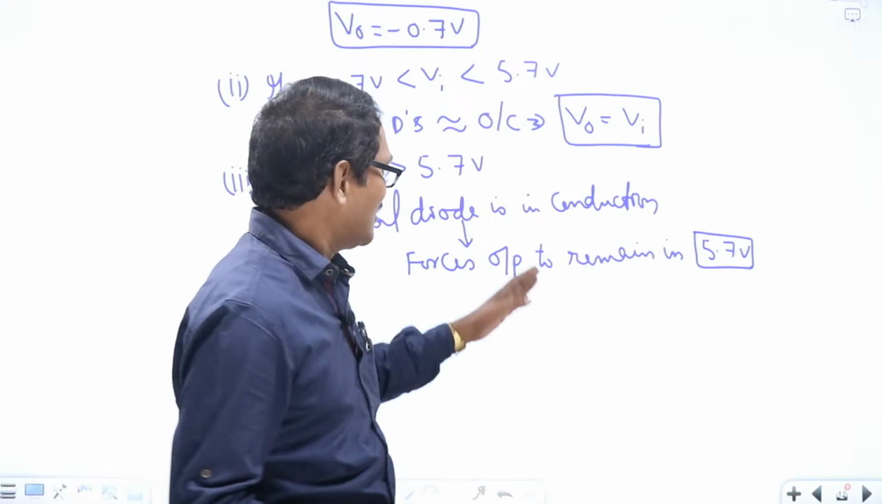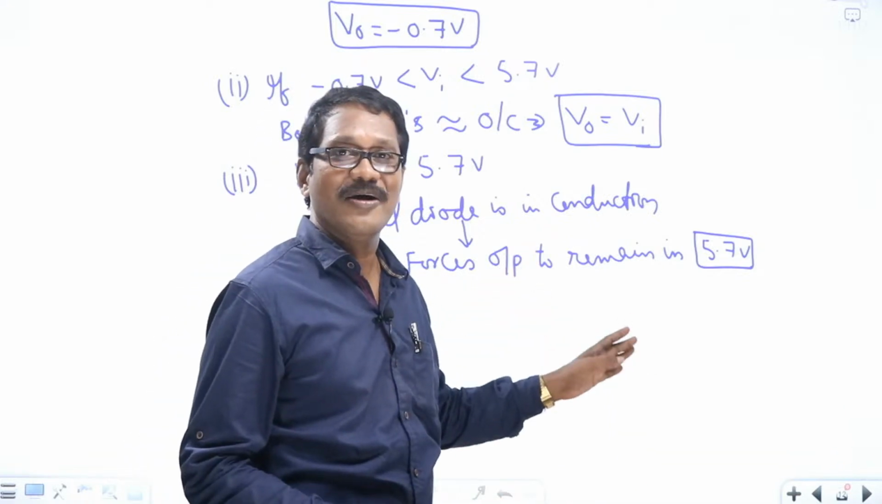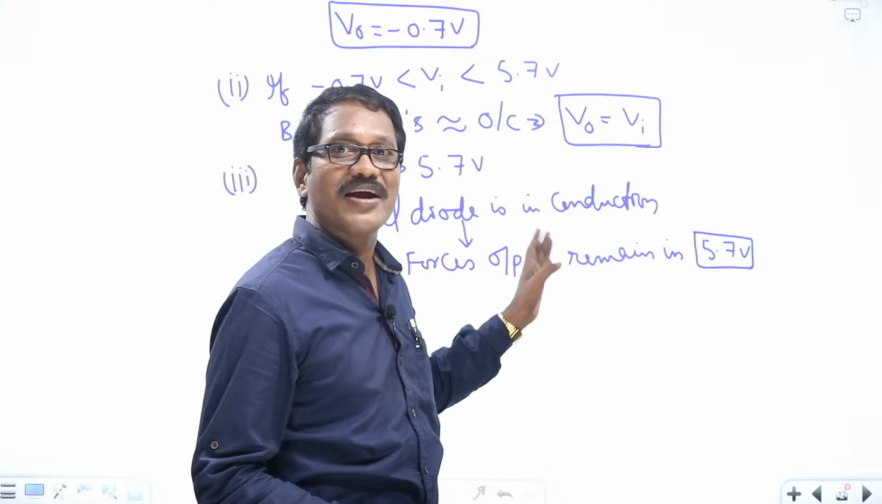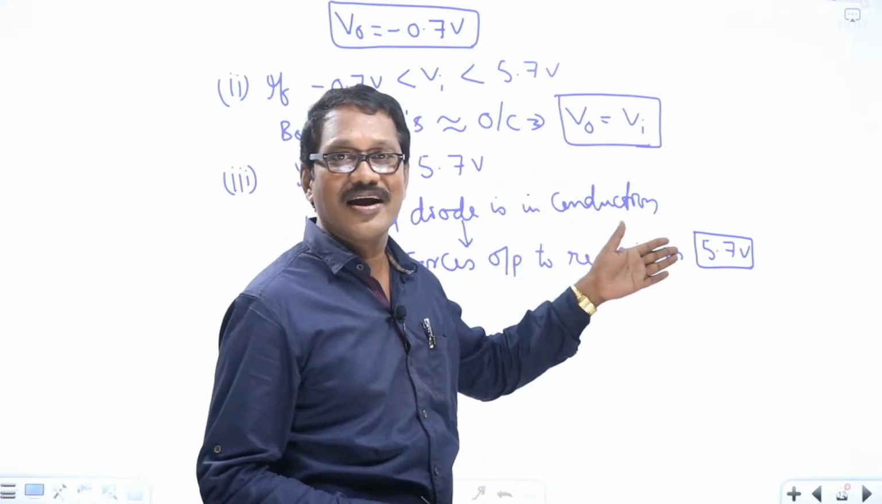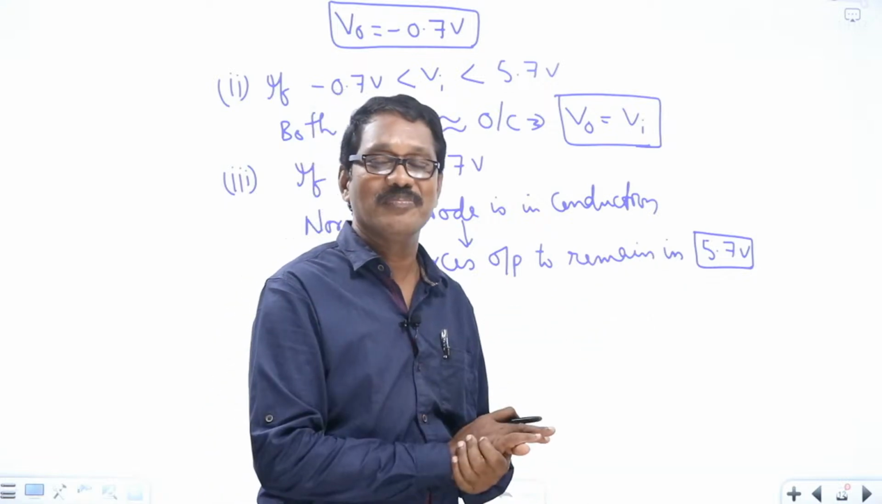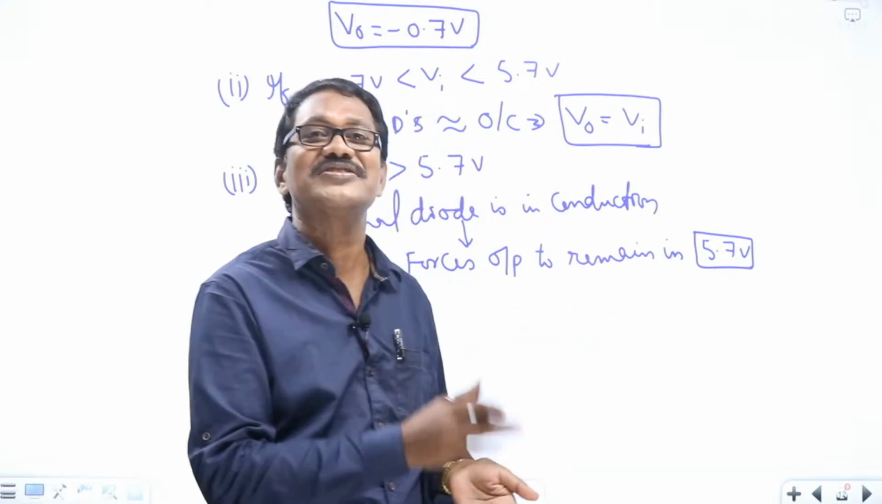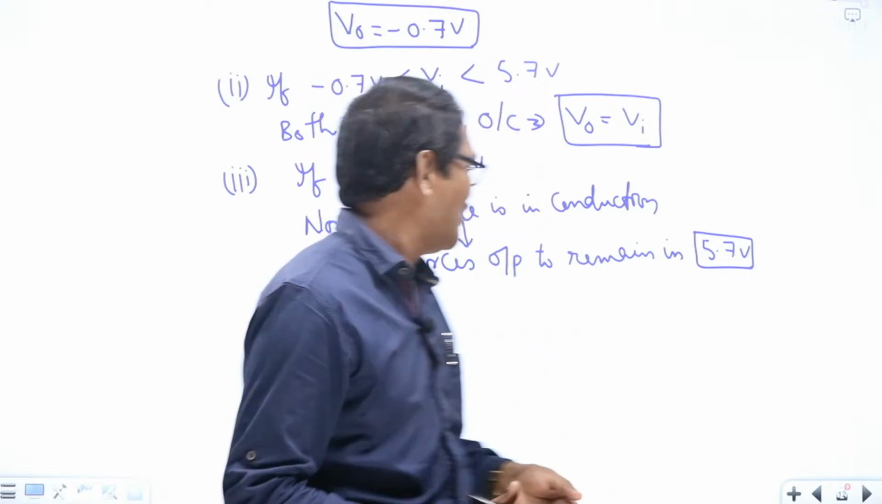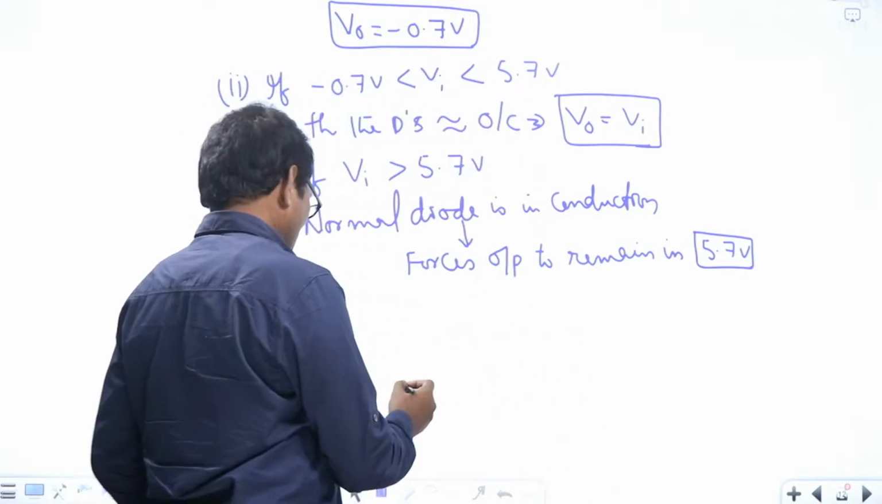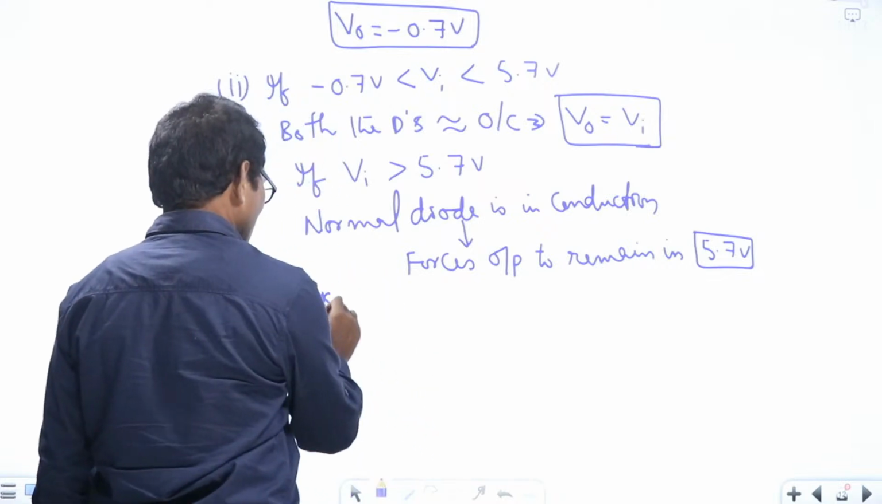Why? Because the normal diode prevents the breakdown of the Zener diode. It enters into the conduction state before the Zener diode enters into the breakdown region. That is the reason. Have you understood this, right? I will write it down here. This is a very important point.